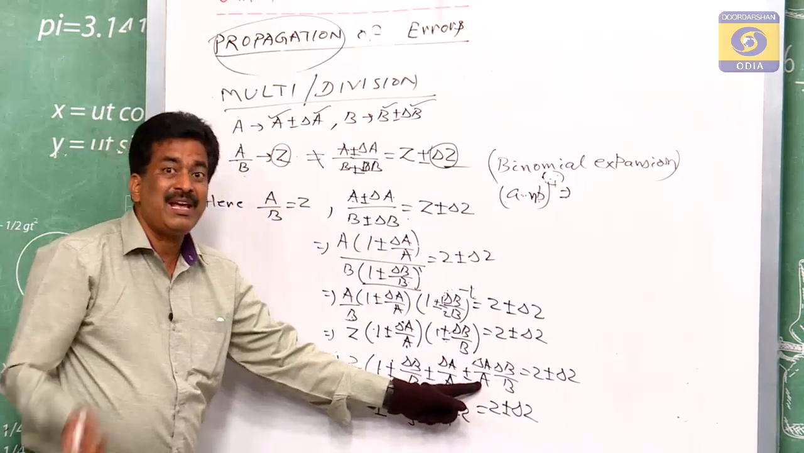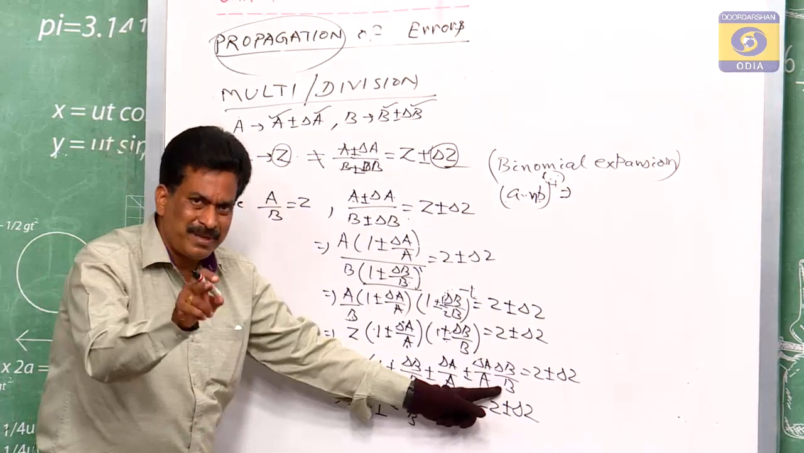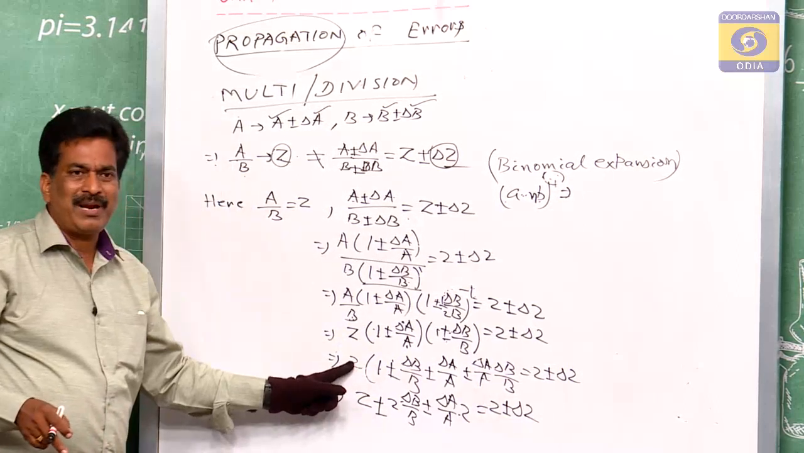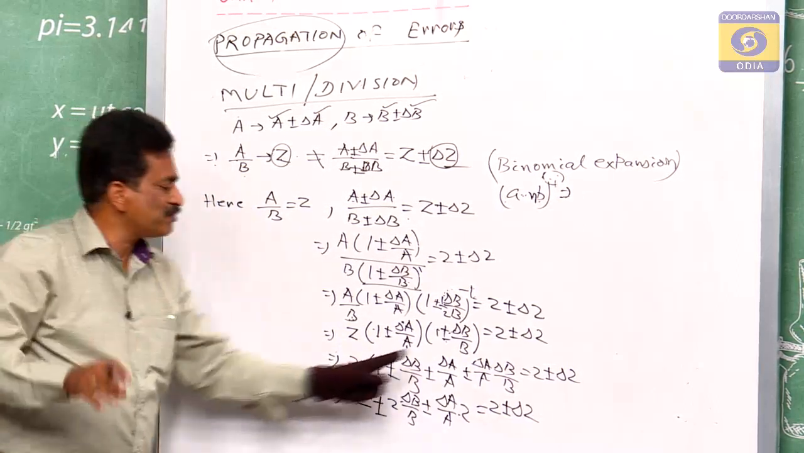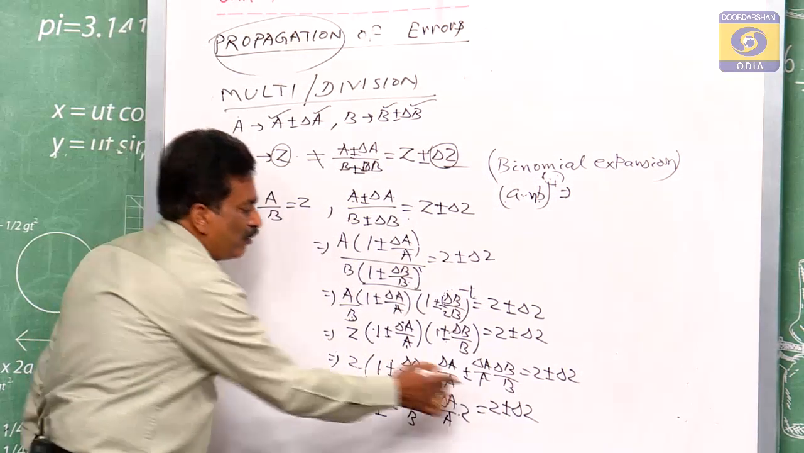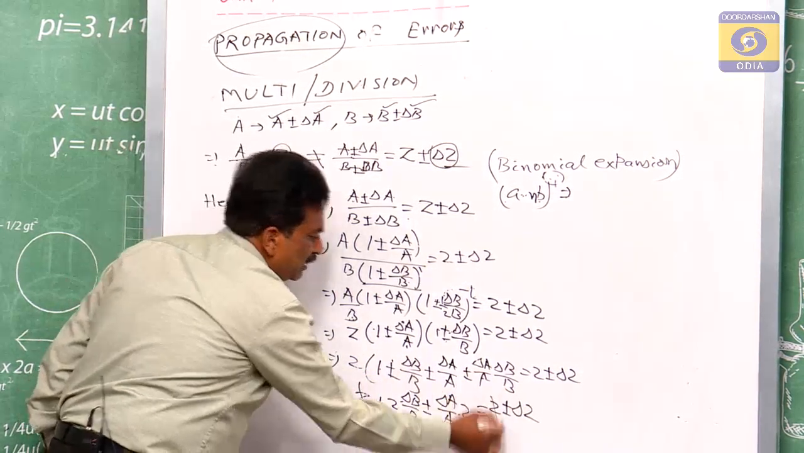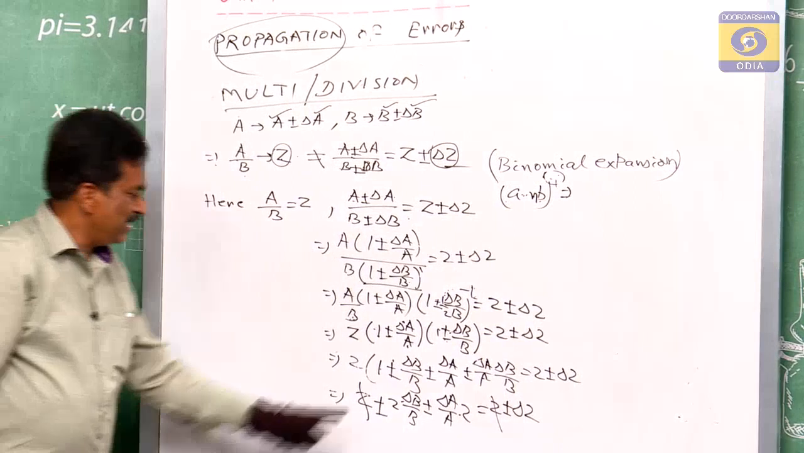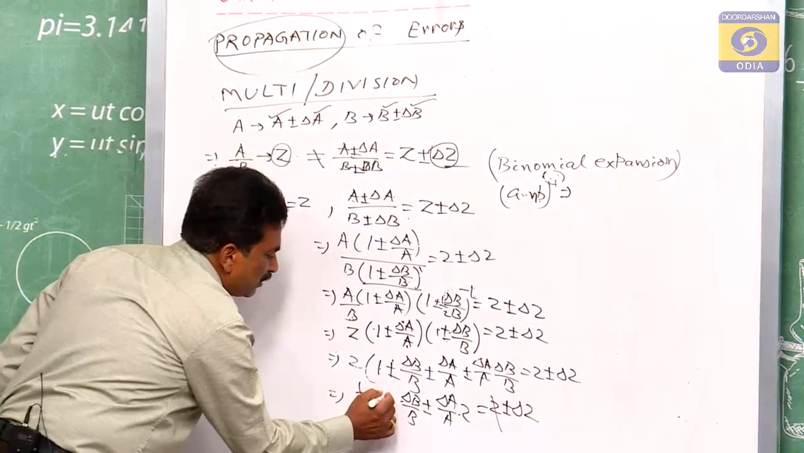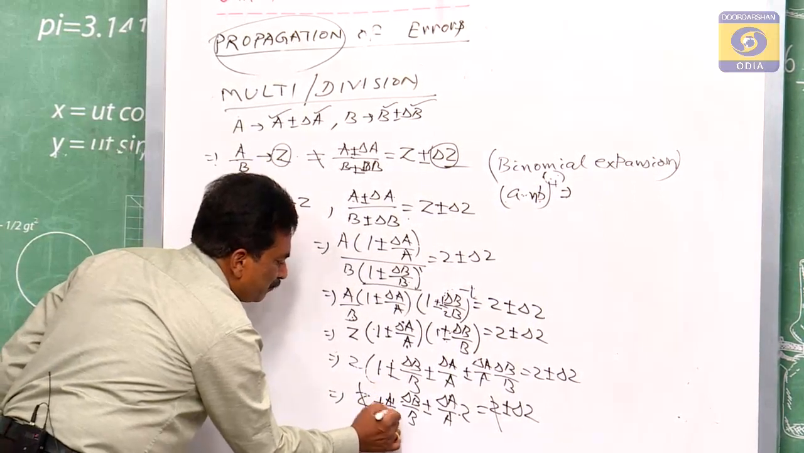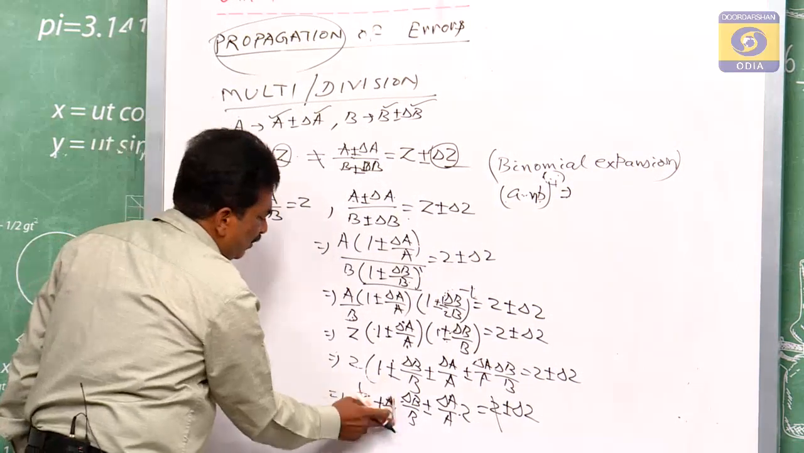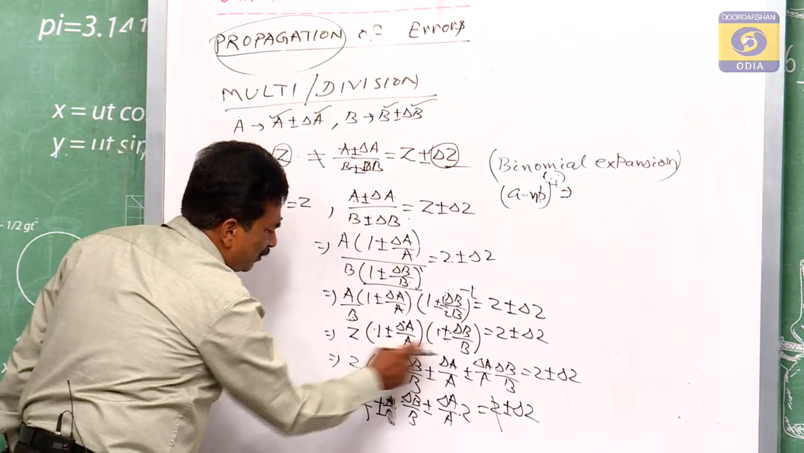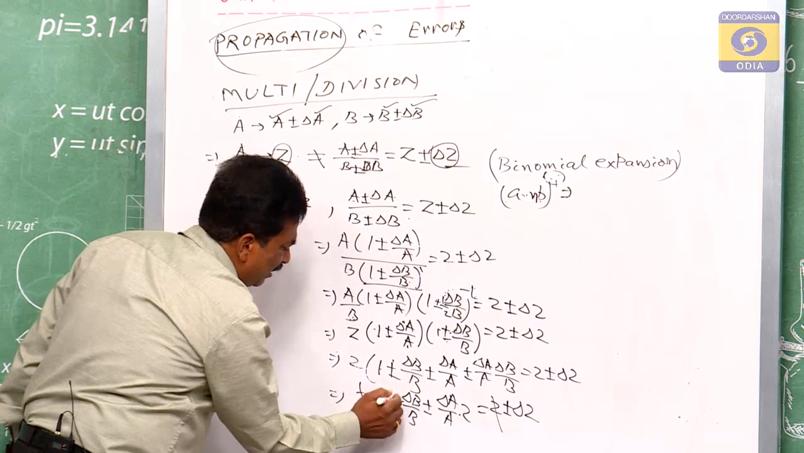Sir, what happened for this one? Because del a by a is very small, del b by b is very small, that one multiplied with z is also very small, therefore that is neglected, only this one remains here. You see, this z is cancelled. Then this z value you substitute, this z is equal to this z value we have divided by, we have multiplied by the z, so there will be the z here.